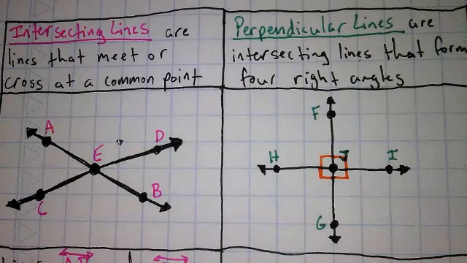Perpendicular lines are lines that intersect with 4 right angles, okay? It's like a perfect cross, right? Straight up and down, straight across. They make a perfect cross, yes? Does that make sense to everybody? No. What's not making sense? Everything.